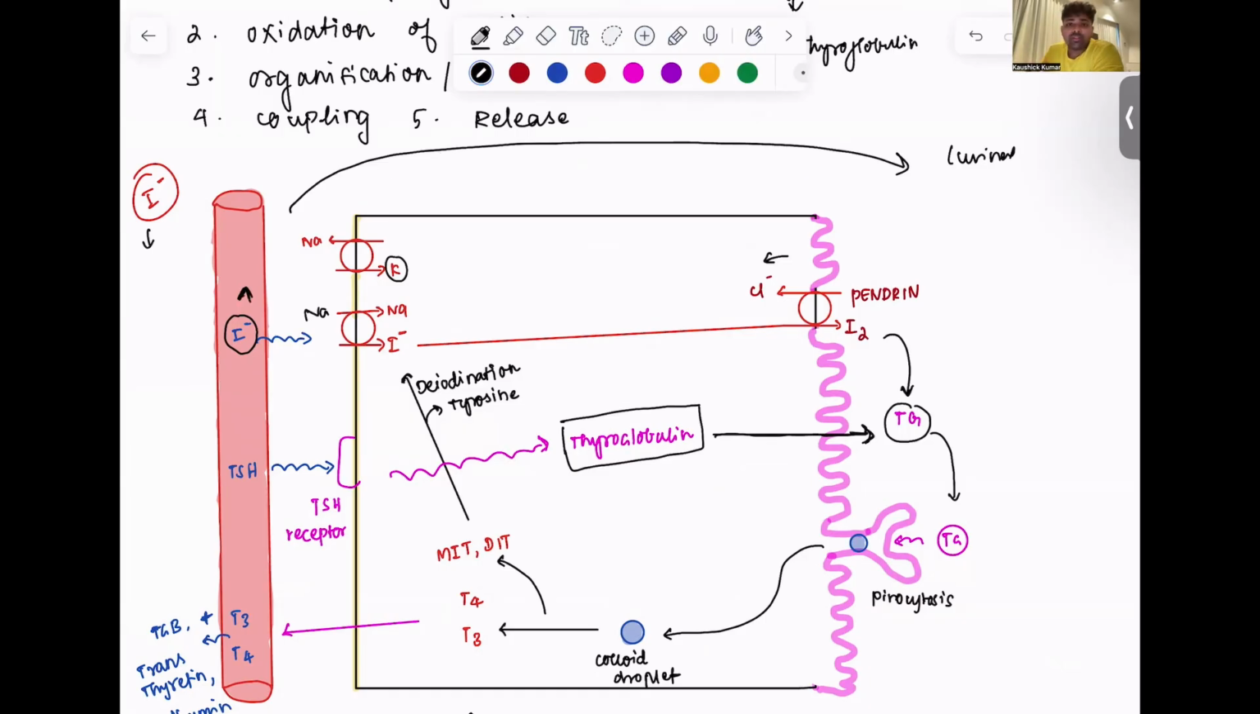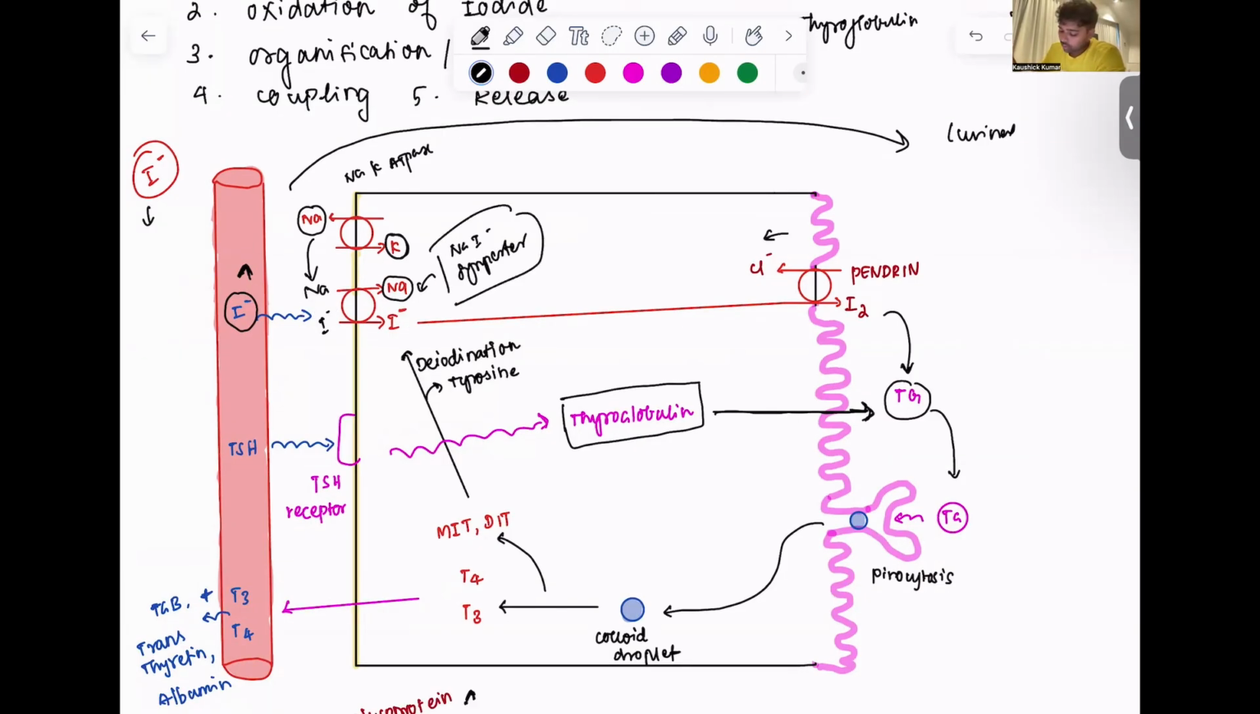So this is where iodide is present. With the help of the sodium iodide importer, it gets into the follicular epithelium. So where are we getting this sodium from? We are getting this sodium from the sodium potassium ATPase pump, which secretes sodium outside and puts potassium inside. So this sodium comes here and gets inside the follicular epithelium. When it gets inside, iodide also gets transported across into the follicular epithelium. That is called the sodium iodide symporter.